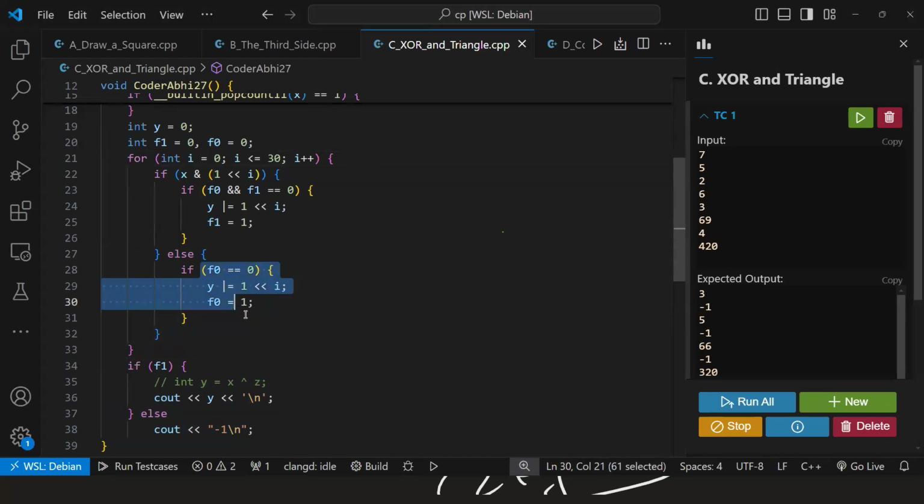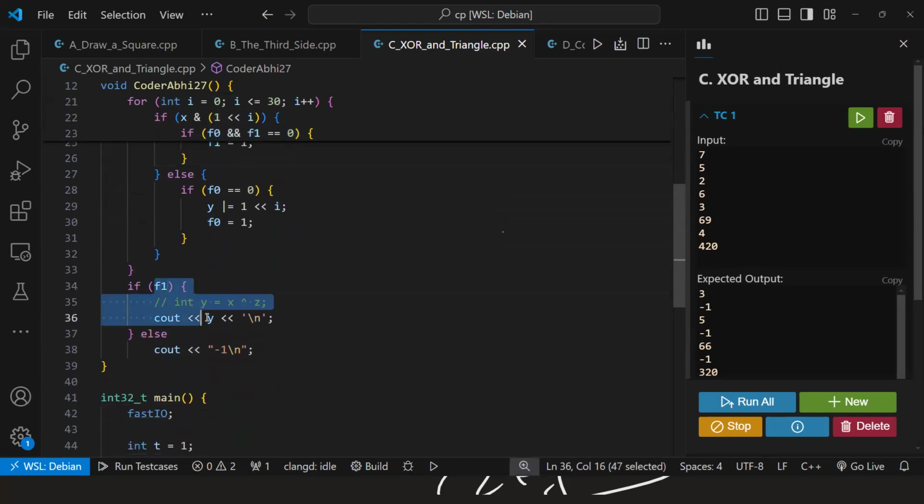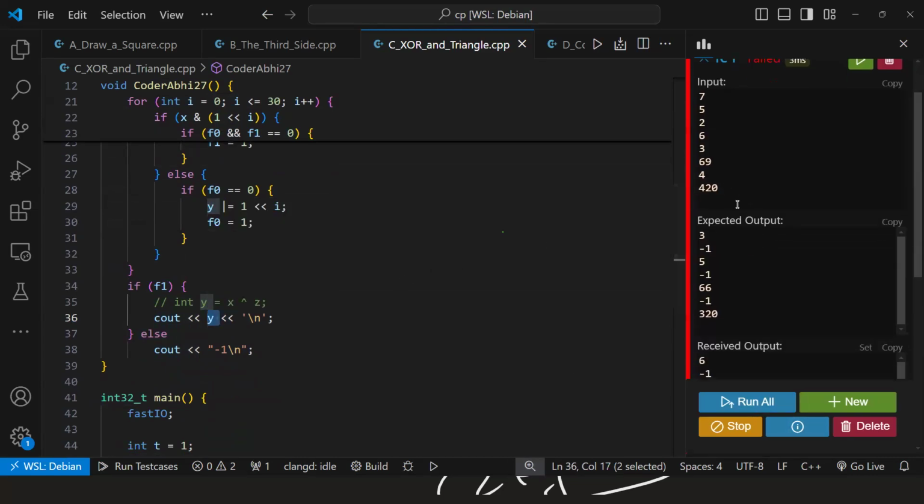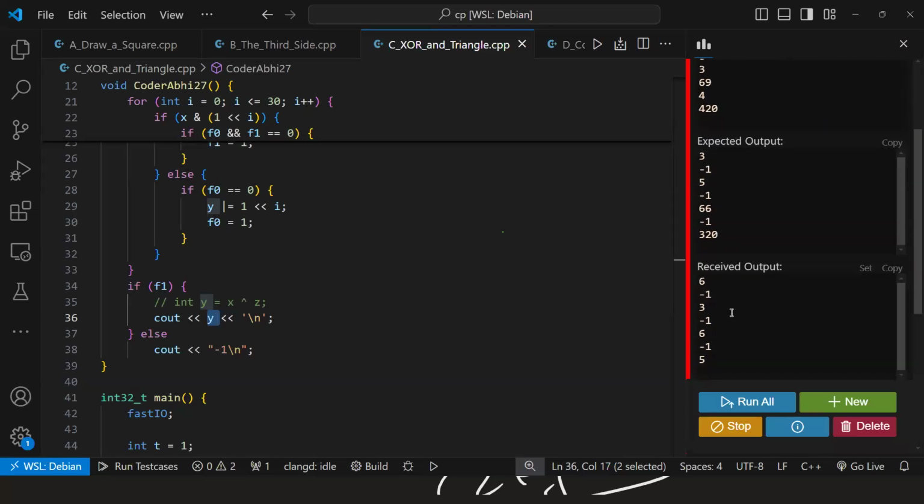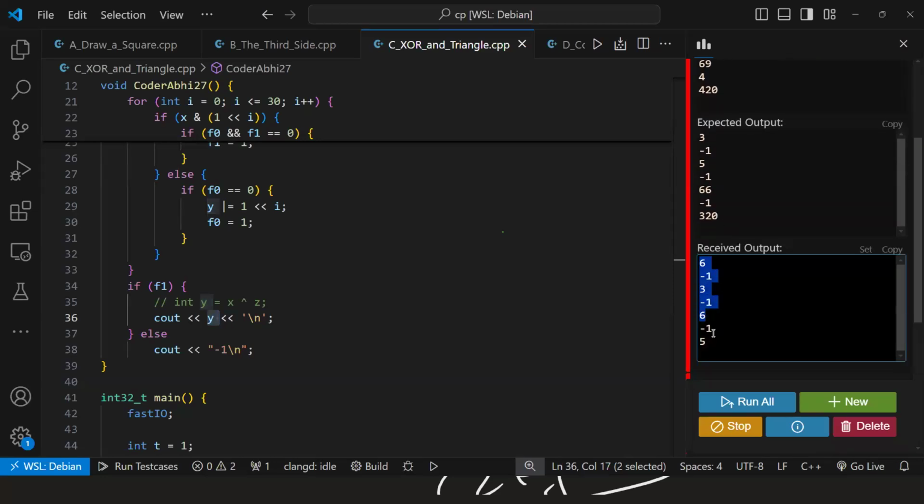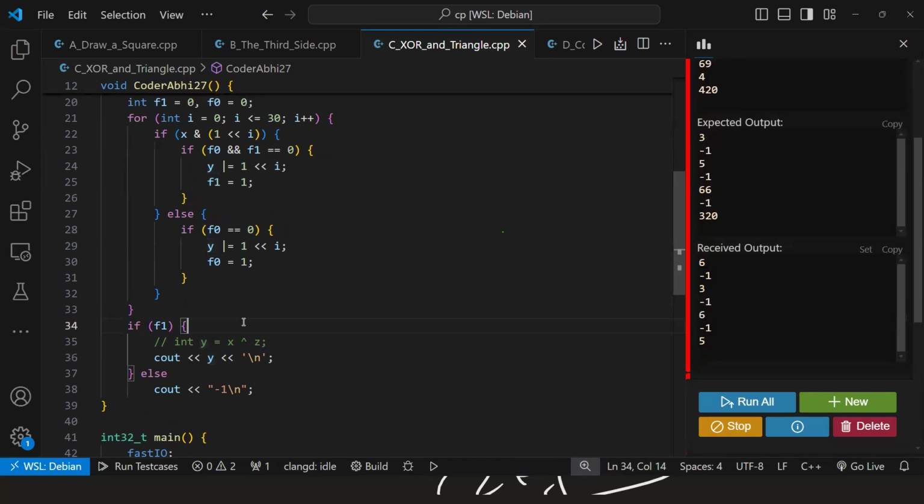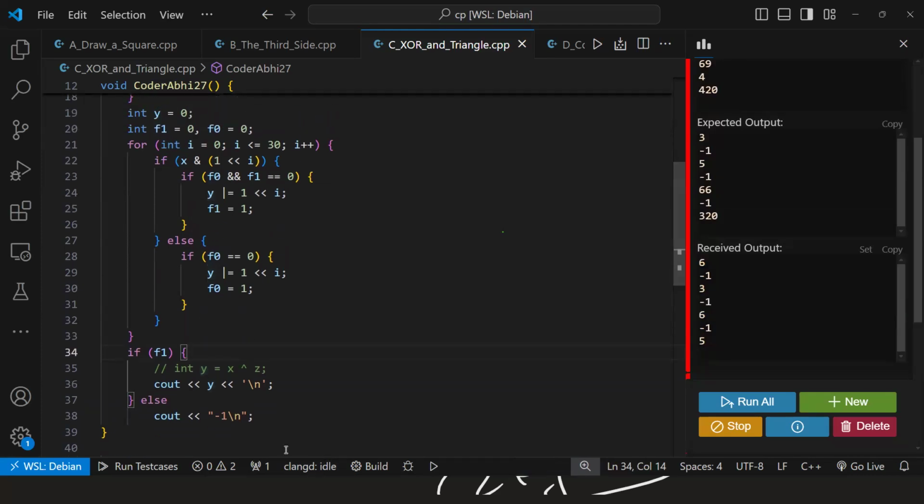I try to find the first unset bit, and once I have found an unset bit, then I try to find a set bit. If I found a set bit, that means I found both. So there can be multiple answers, as you can see. So I'm getting these answers. Is there any more doubts in this problem?